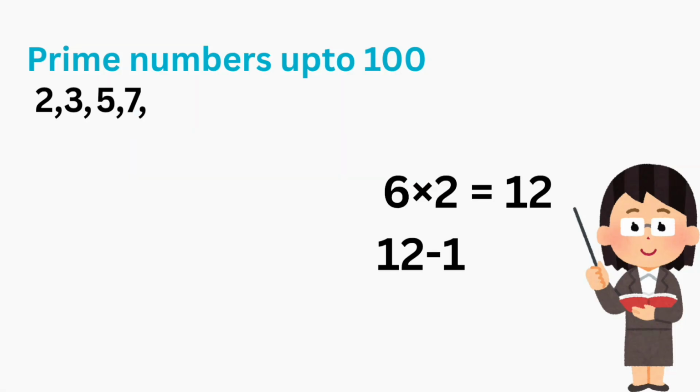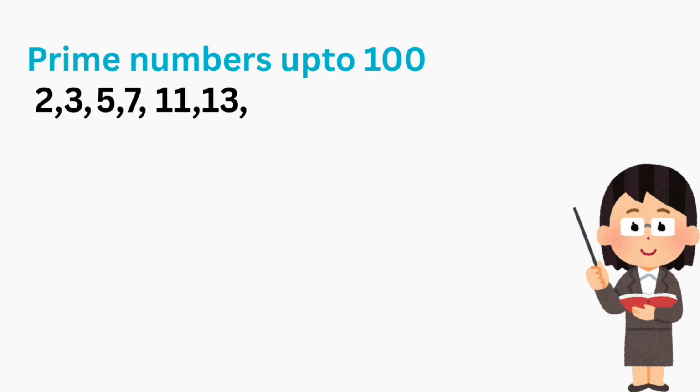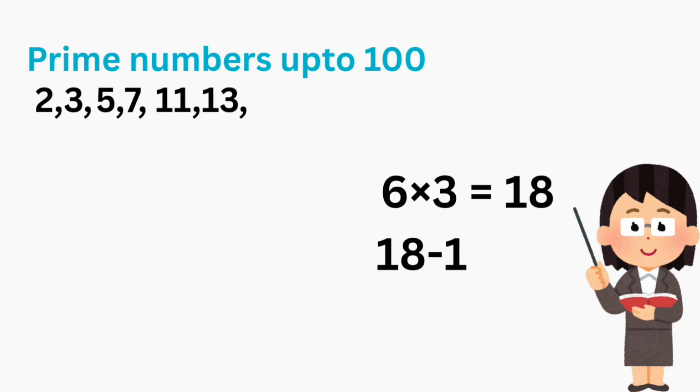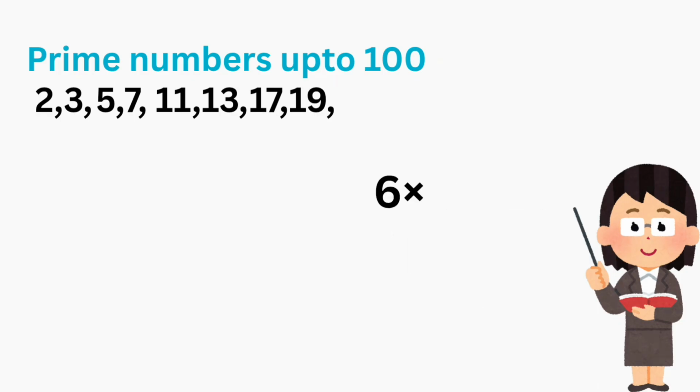Now 6 twos are 12, 12 minus 1 is 11 and 12 plus 1 is 13. So the next prime numbers are 11 and 13. Now 6 threes are 18, 18 minus 1 is 17 and 18 plus 1 is 19. So the next prime numbers are 17 and 19.